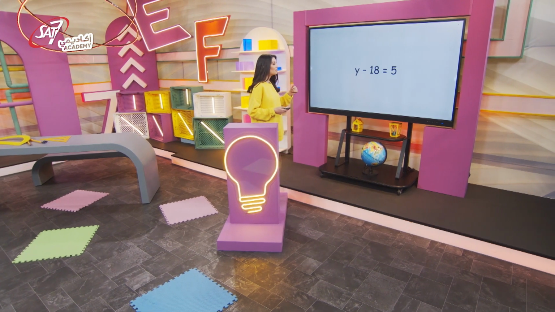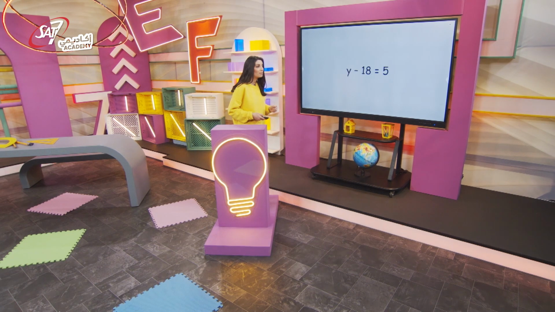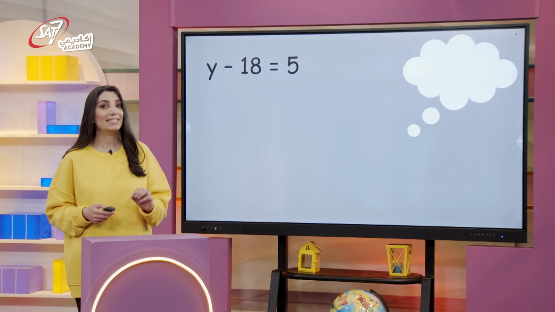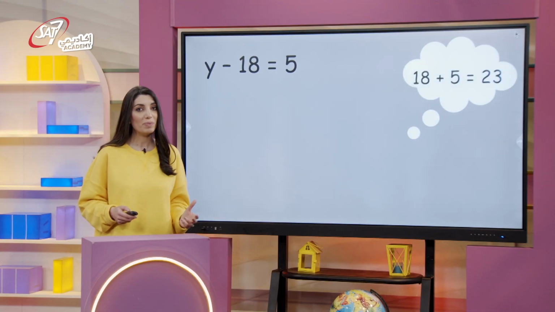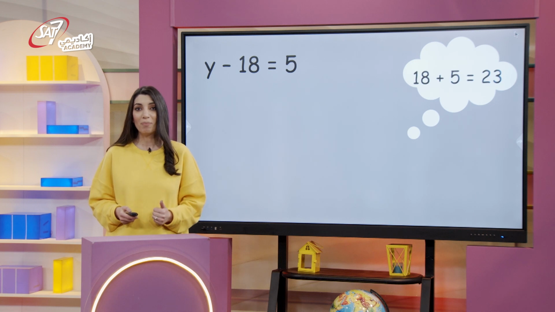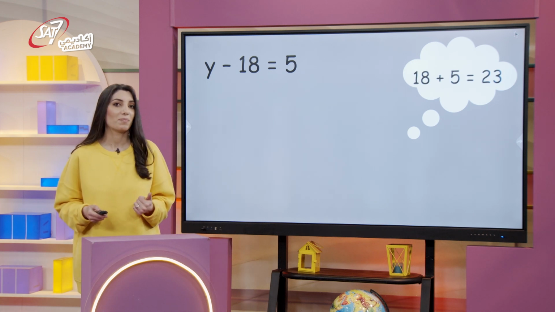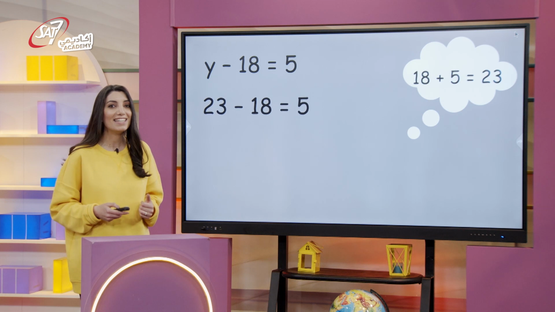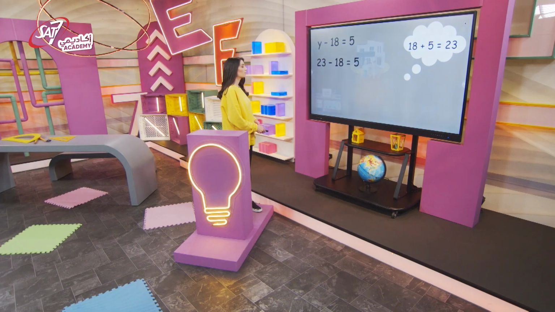Let's subtract by adding in our heads. If we add 18 and 5, the answer would be 23. That's the sum. Y is 23. 23 minus 18 equals 5.